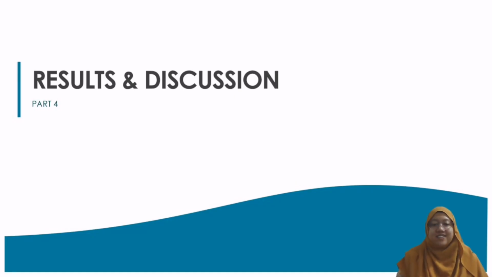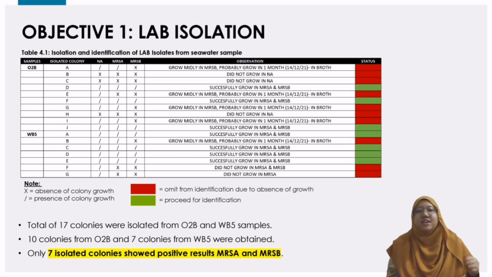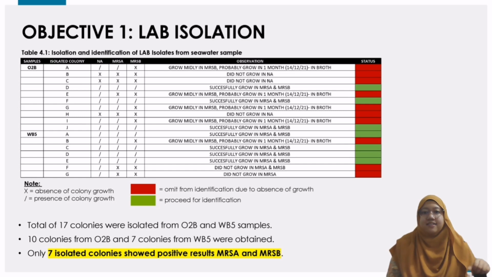Part 4. Results and discussion. 17 colonies were isolated from O2B and WB5 samples. However, the results shown in table 4.1 show that only 7 out of 17 isolated colonies showed positive results for colony growth in the lactic acid bacteria selective media MRSA and MRSB. MRSA is in agar form, MRSB is in broth form.